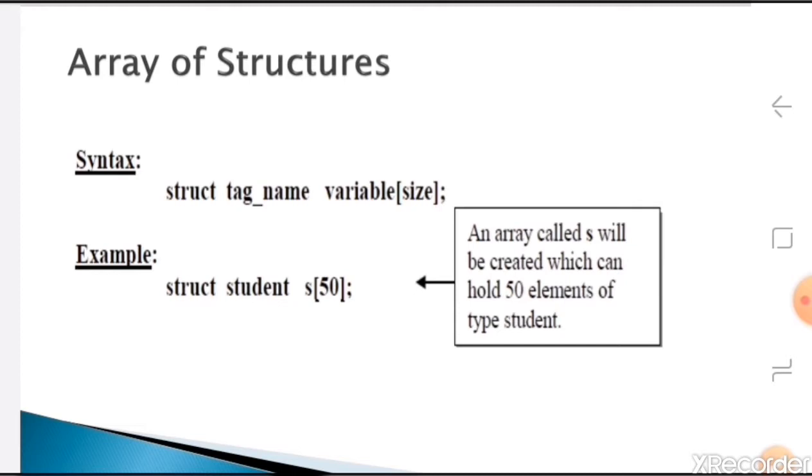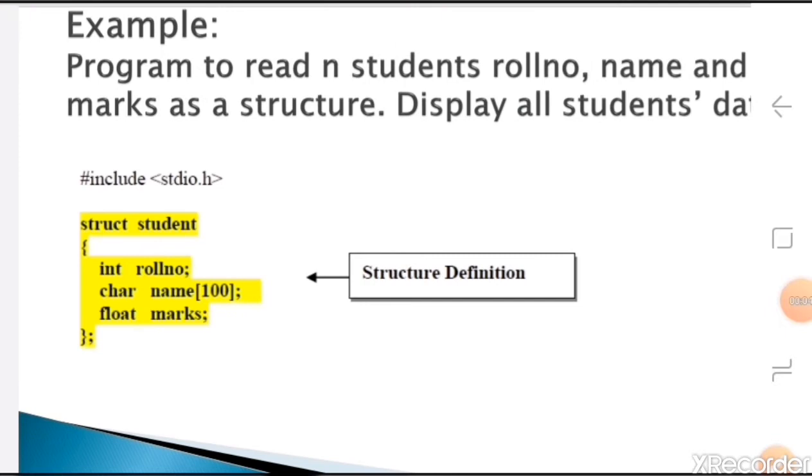So for example, here we write struct student s[50]. Here s is the name of the array, and since we gave 50, it can hold up to 50 students' information. Now we'll see an example of how to use an array of structures.